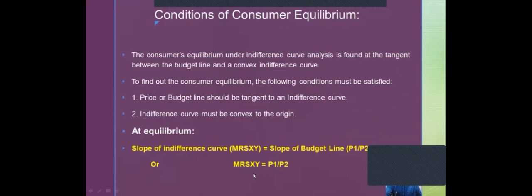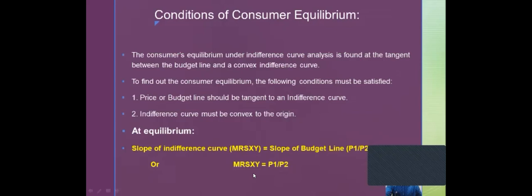And this type of question comes in your exam: what is the consumer's equilibrium condition? You have to write that the slope of the indifference curve, MRS x per y, should be equal to the slope of the budget line, P1 by P2, at the equilibrium point.